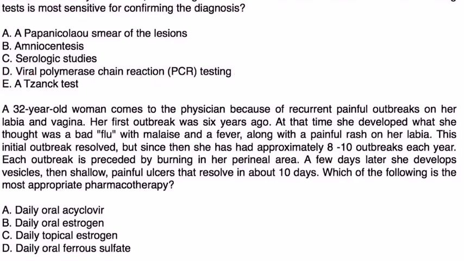Next question. A 32-year-old woman comes to the physician because of recurrent painful outbreaks on her labia and vagina. Her first outbreak was 6 years ago. At that time, she developed what she thought was a bad flu with malaise and fever, along with a painful rash on her labia. This initial outbreak resolved, but since then she has had approximately 8 to 10 outbreaks a year. Each outbreak is preceded by burning in her perineal area. A few days later, she develops vesicles, then shallow painful ulcers that resolve in about 10 days.